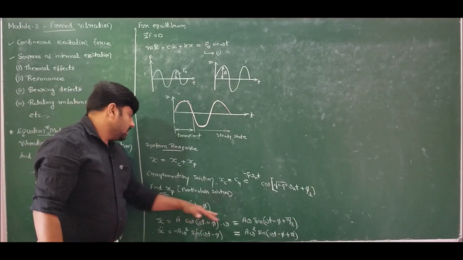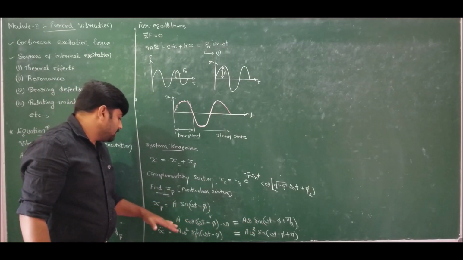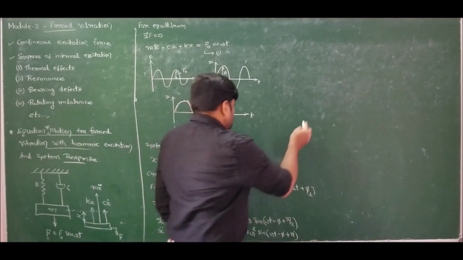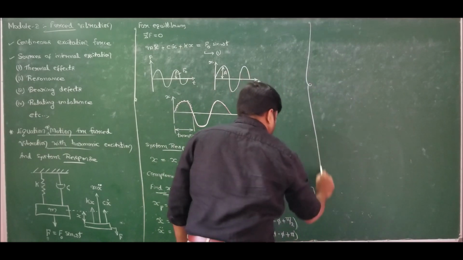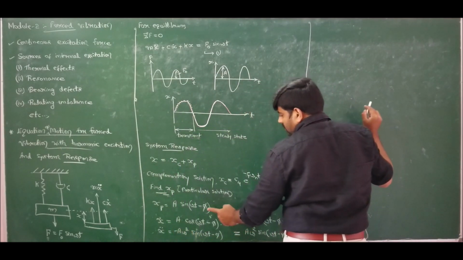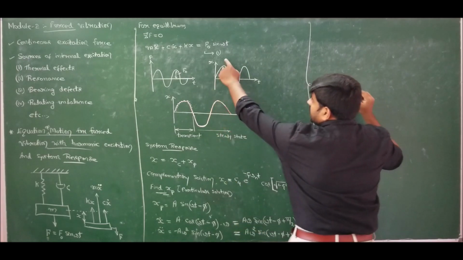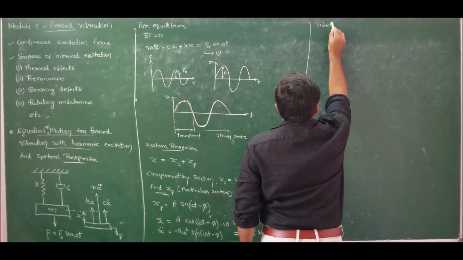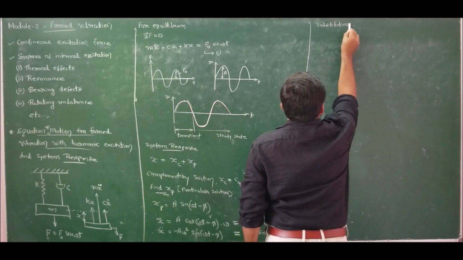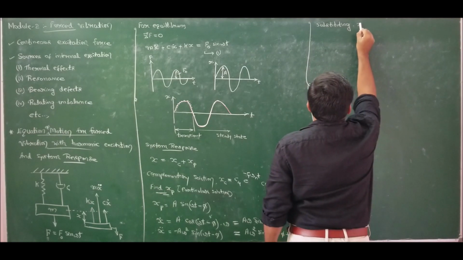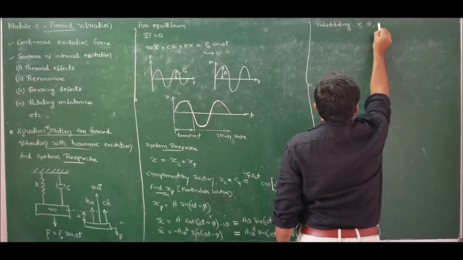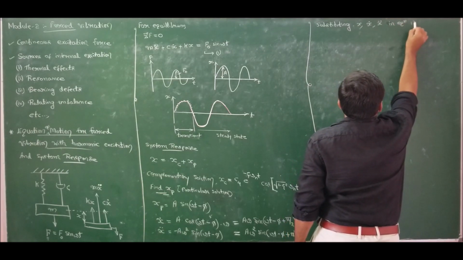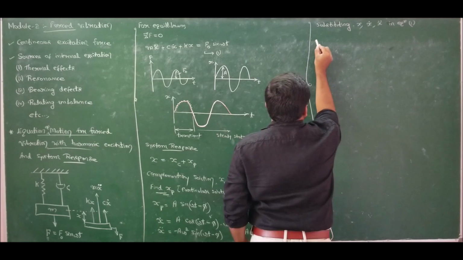I will tell you why I am using all this displacement, velocity and acceleration in the form of sine function. Now I will substitute these displacement, velocity and acceleration, x, x dot, x double dot, in our equation 1. If I substitute in equation 1, what am I going to get?